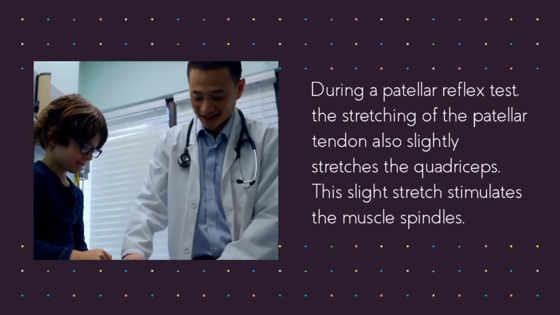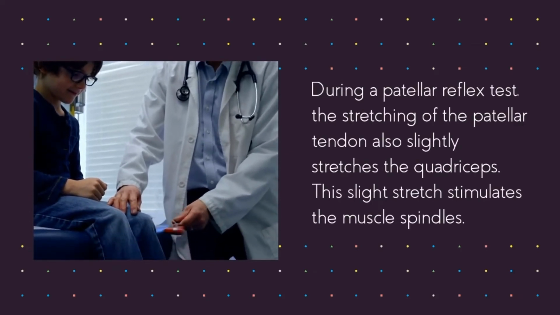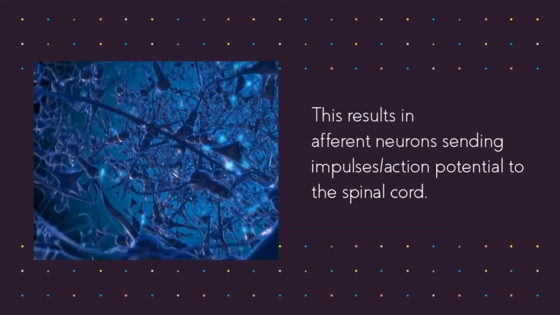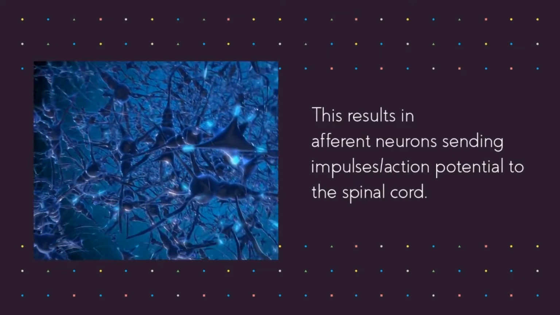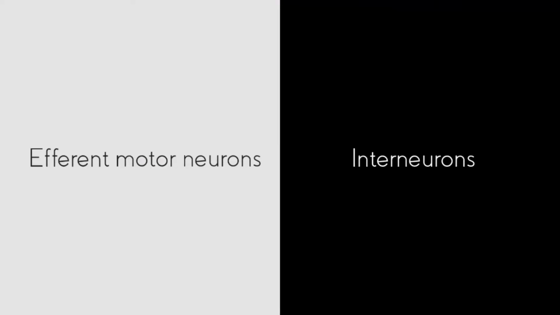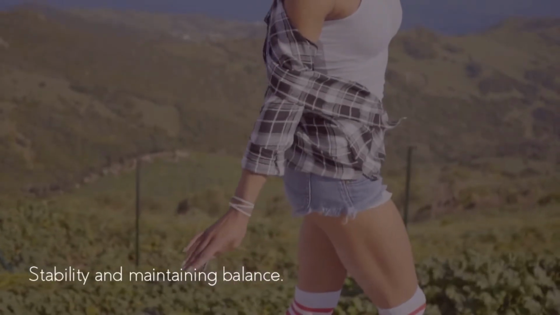During a patellar reflex test, the stretching of the patellar tendon also slightly stretches the quadriceps. This slight stretch stimulates the muscle spindles. This results in afferent neurons sending impulses to the spinal cord. Afferent neurons synapse into efferent motor neurons which stimulate the quadriceps, or interneurons which inhibit the antagonist muscles. The purpose of a stretch reflex is for balance and stability.